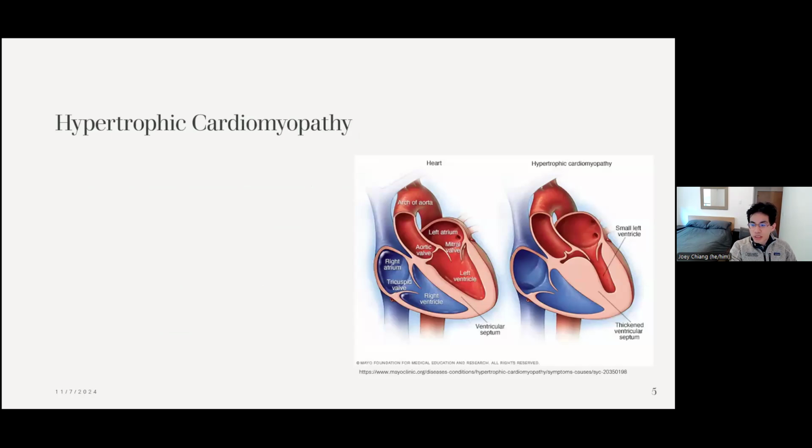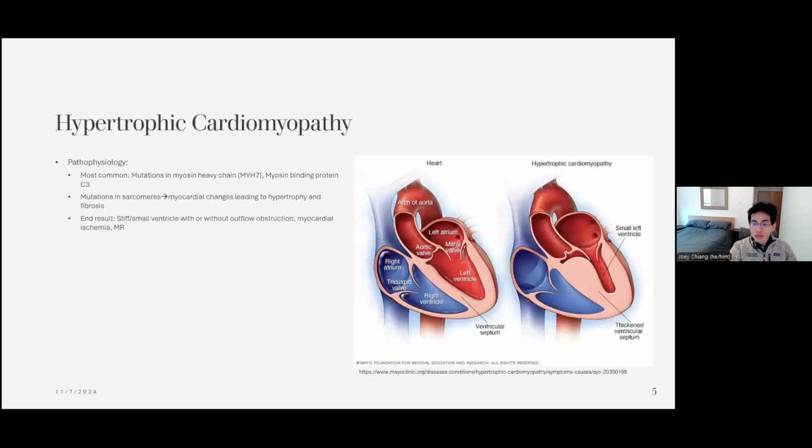Hypertrophic cardiomyopathy, we'll talk about it a little bit more. The pathophysiology is really just mutations in the myosin heavy chain, myosin binding protein, and also changes in some of the sarcomeres. So ultimately, what you end up seeing is a pretty stiff ventricle. Sometimes you can have outflow obstruction, as hopefully you can see my cursor here. You can see that there's some degree of narrowing of the ability for the blood to exit the ventricle. You can also have mitral regurgitation because you can have systolic anterior motion of the mitral valve in the setting of this narrowed outflow tract.